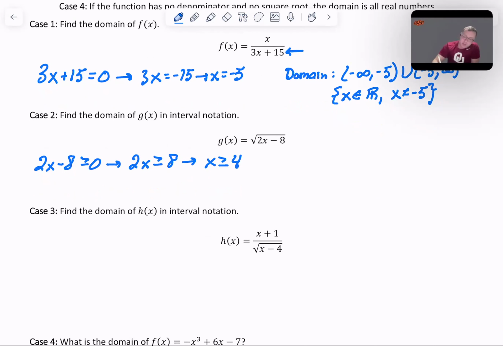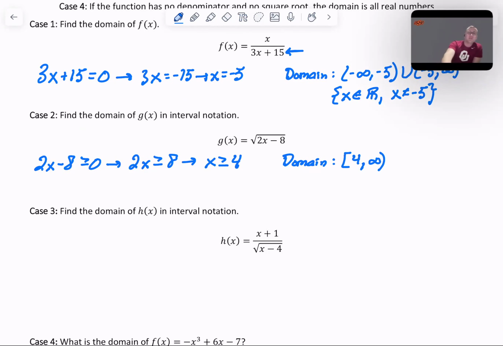So here, the domain, if we want to write it in interval notation like we usually do, includes the 4 and everything greater than that. So it's going to be bracket 4, comma, infinity. Everyone okay with that one there? All you're doing on that one is first making it an inequality where the stuff underneath the square root is greater than or equal to 0, and then solving.